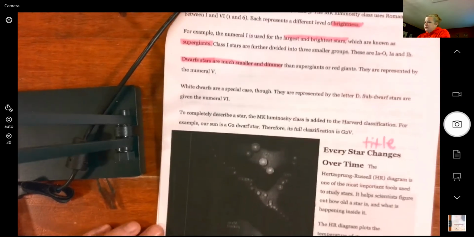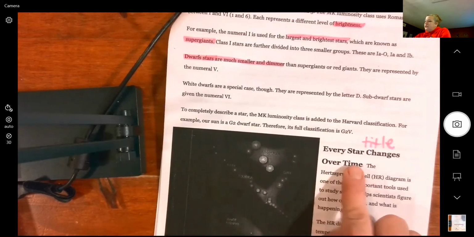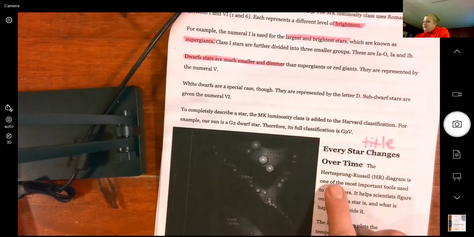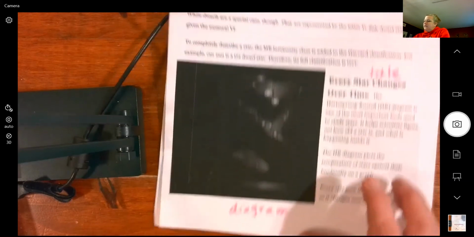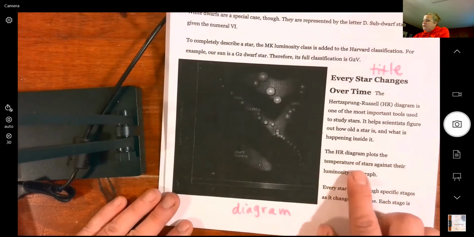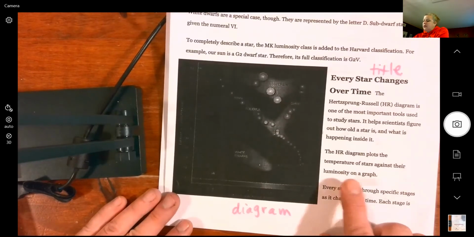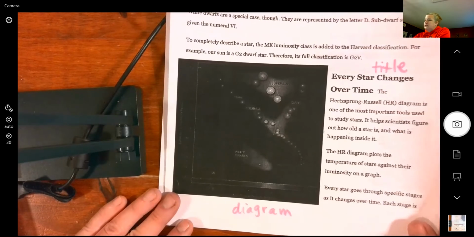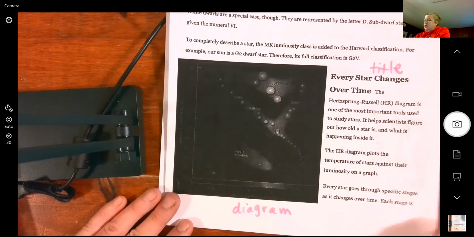All right, looks good. Every star changes over time. The Hertzsprung-Russell diagram is one of the most important tools to study stars. It helps figure out how old a star is and what is happening inside of it. The HR diagram plots the temperature of stars against their luminosity on a graph. Every star goes through specific stages as it changes over time.